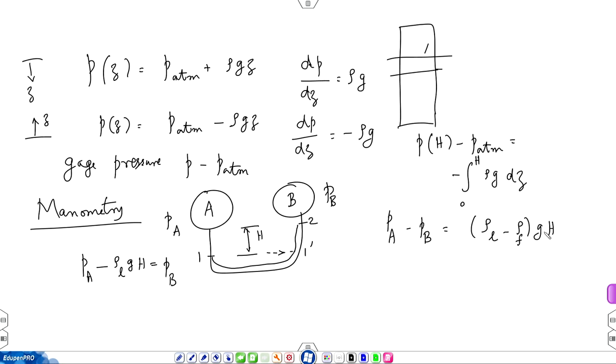If the density of the fluid in A and B, of course, those fluids can also be different. Then this expression, if it is the same fluid, then you have to subtract out that rho F, F is fluid in A and B. In case of a gas, that rho F is negligible. So, it is an example of manometry.